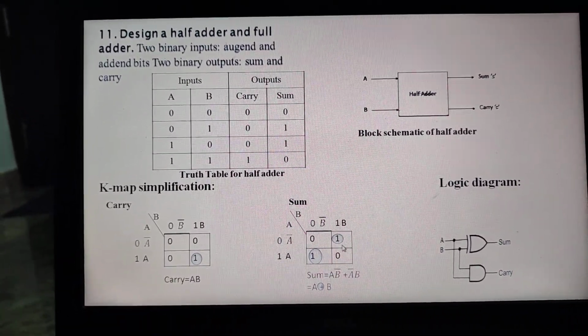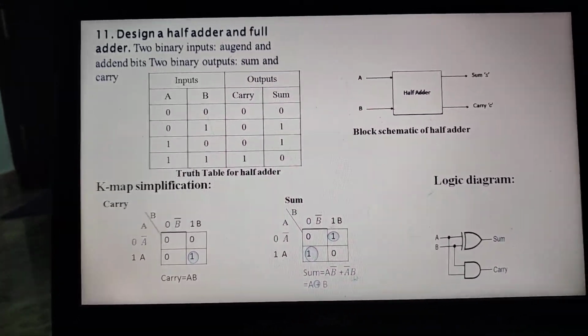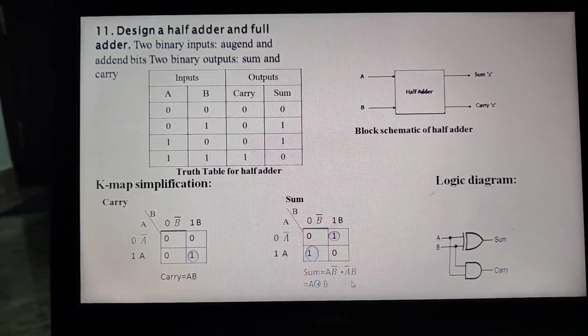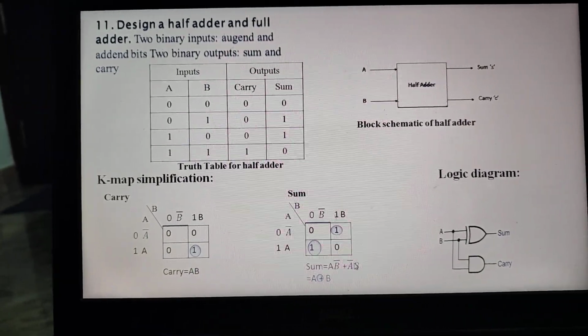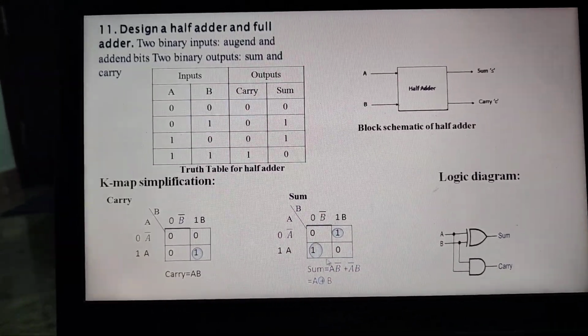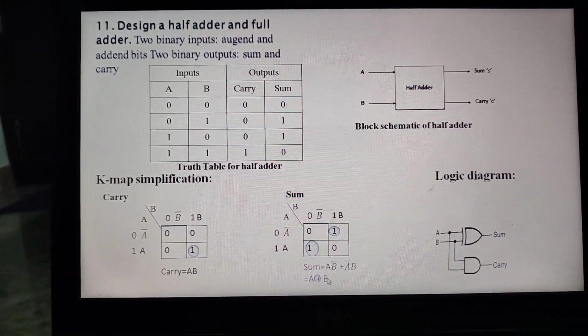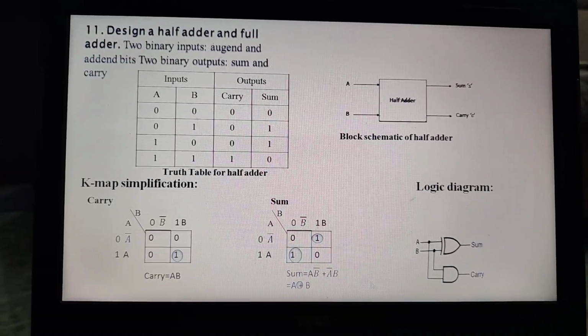A bar B plus A B bar. If these two are in the reciprocal form, that is A B complement plus A complement B, this term can be mentioned as A XOR B, right? A XOR B can be specified in this form.